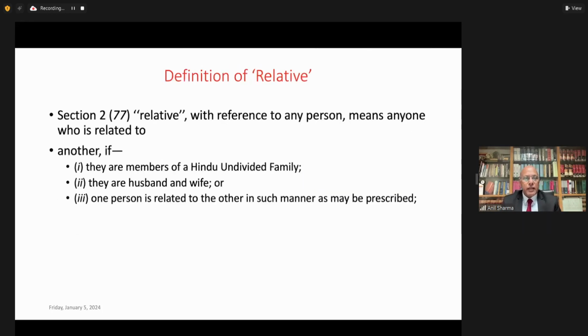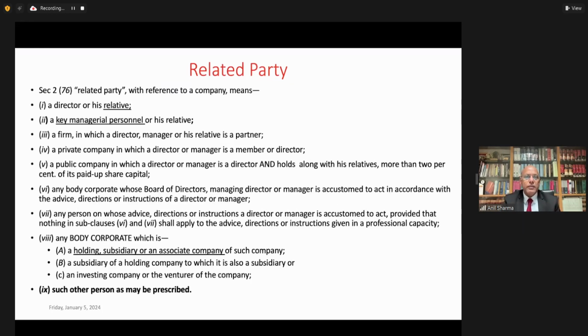Second is, as I mentioned, that in the definition of related party itself, there are certain terms which are further defined in the Act. For example, you see here a director or his relative. Who is a relative? That is defined. Who is key managerial personnel? That is also defined.